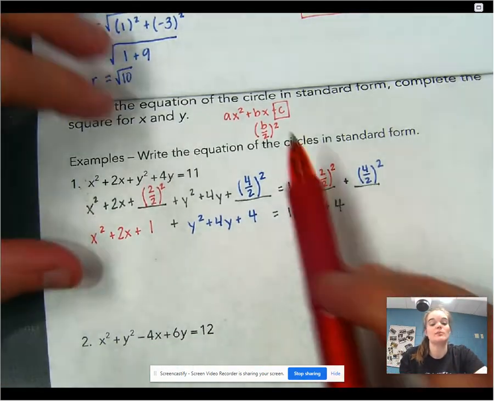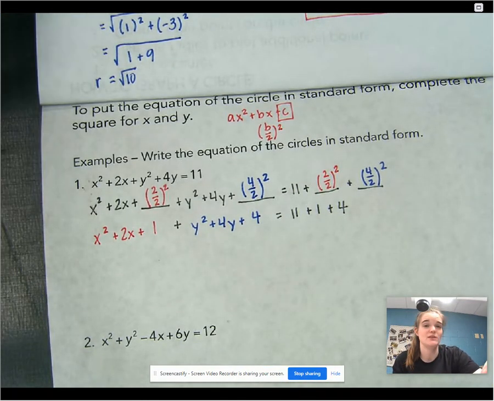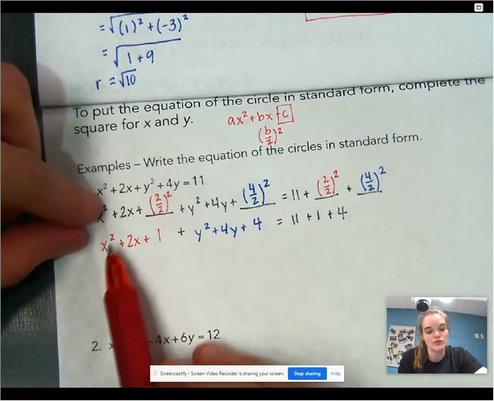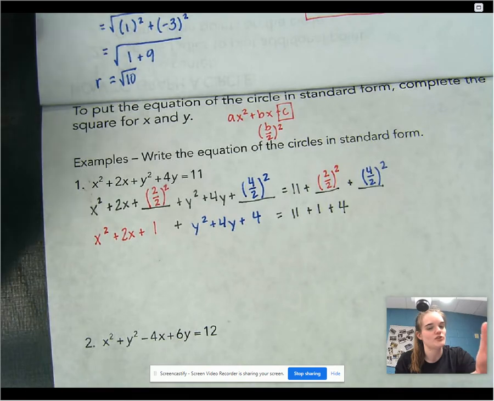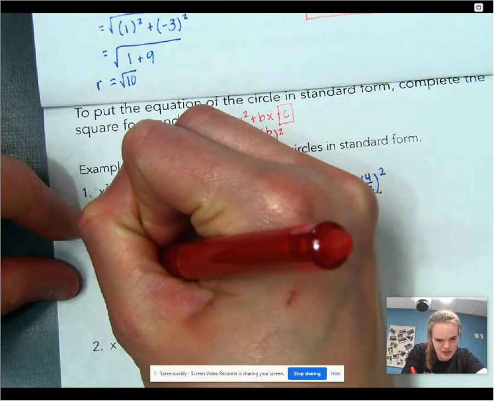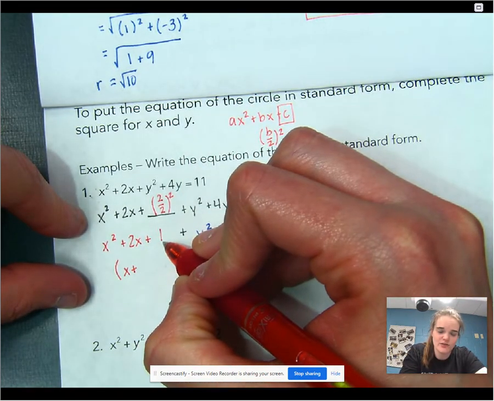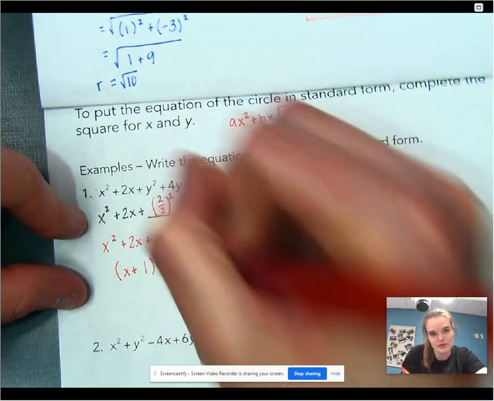Okay, now that I have found the appropriate number to go here, I'm actually going to be taking this trinomial and factoring it. But it is actually a perfect square trinomial, which means it can be written in the form of x plus, because it's plus here, whatever the square root of 1 is. The square root of 1 is 1. I'll put squared there.